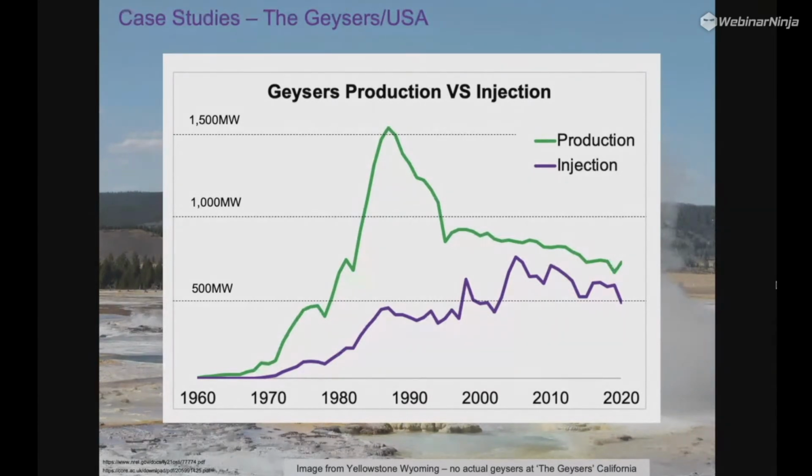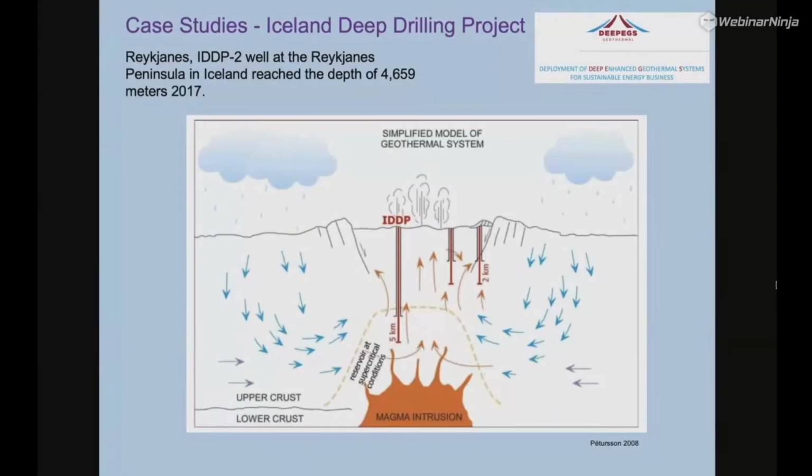Then by the late 1980s, it actually surpassed 1,500 megawatts before there's a steep decline that you can see on this graph, somewhat stabilizing and leveling out since 1995 and showing just a very slow decline since then. And the purple line is showing injection into the field of water to basically stop depleting the reservoir so much. The current capacity is around 725 megawatts.